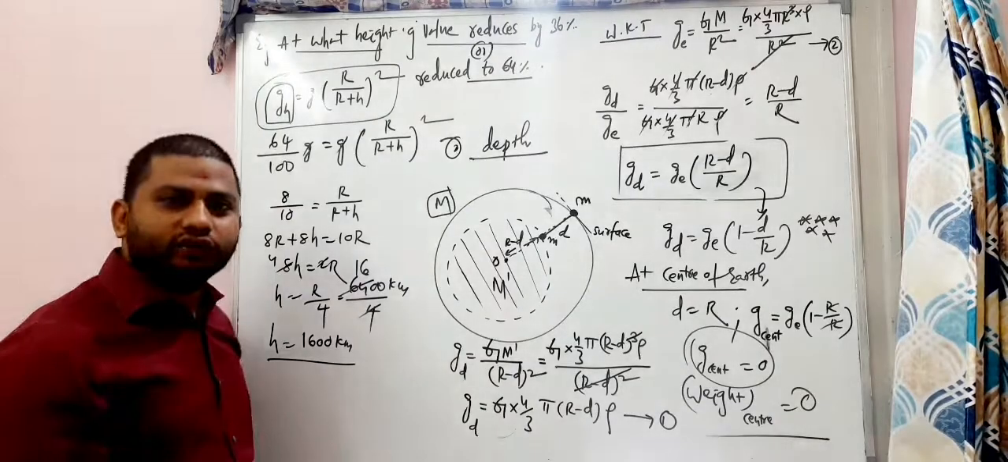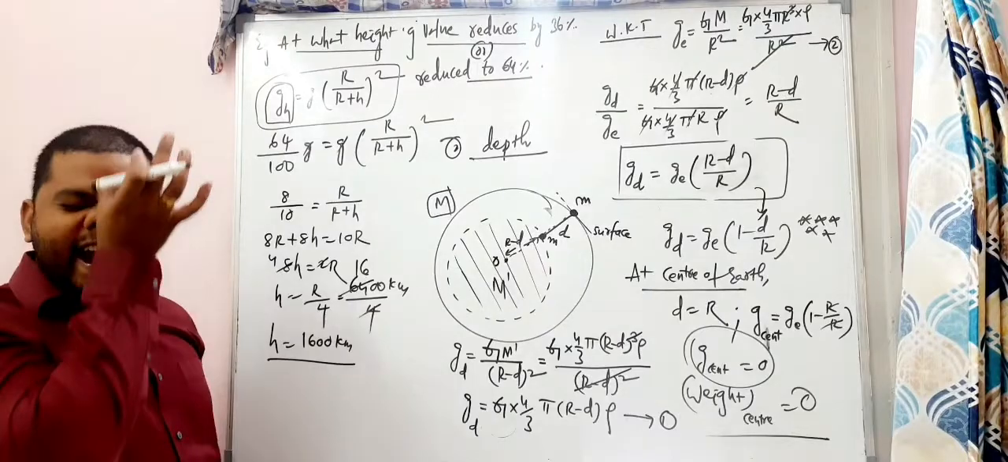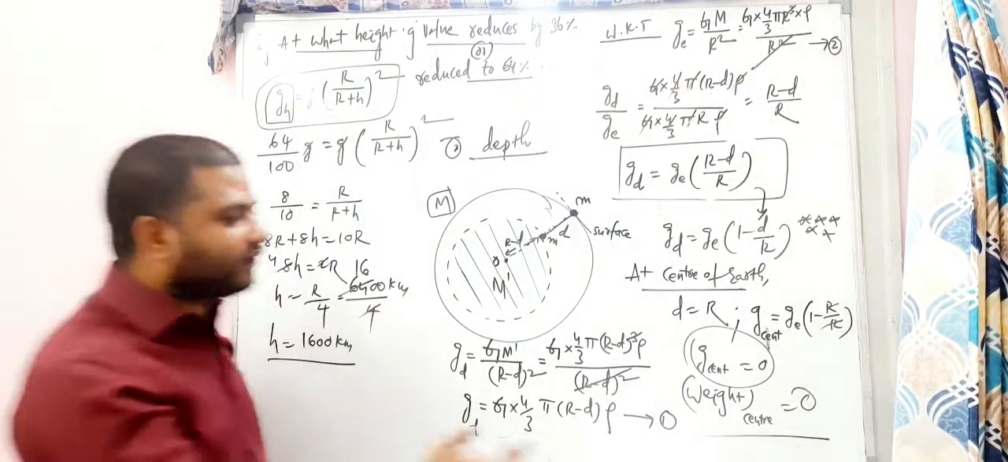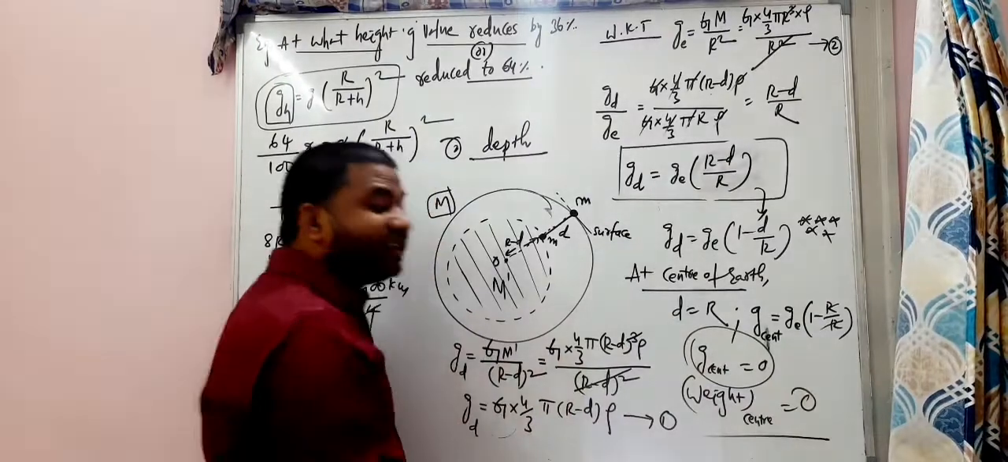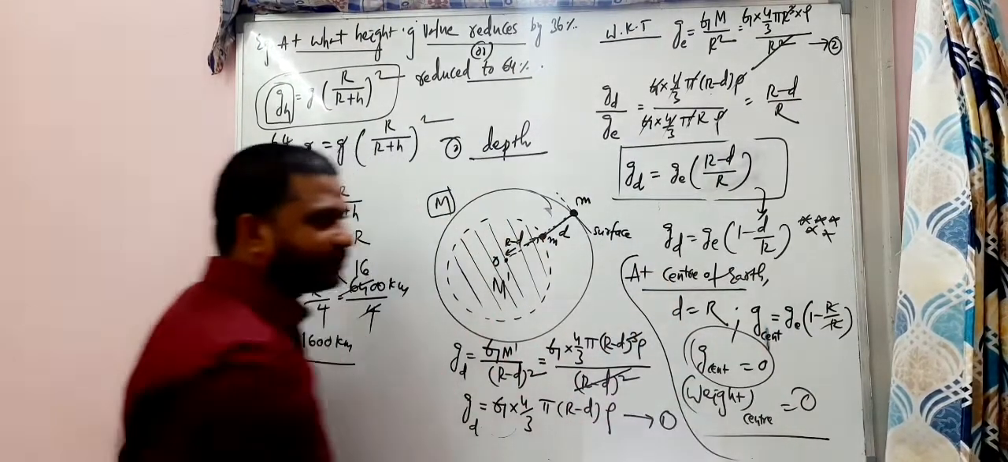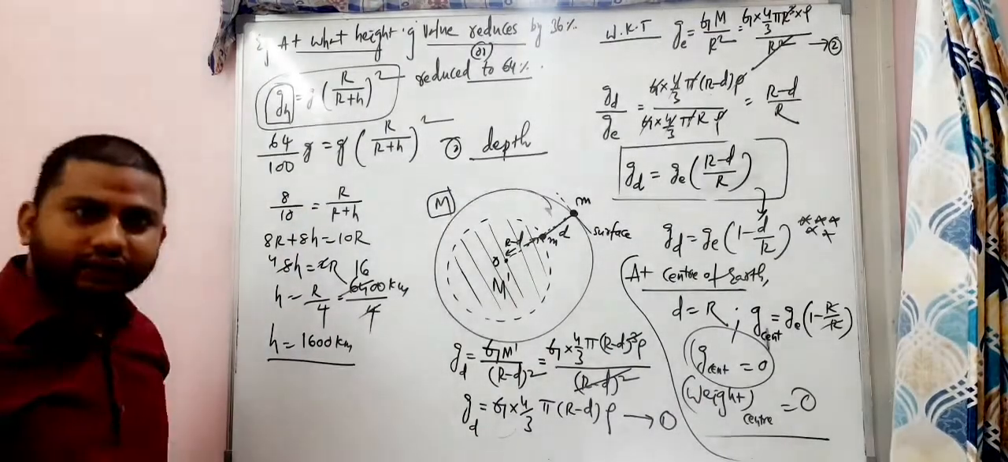Not only this weight of the body at the center, not only the earth case, in any planet you take it, at the center of that planet, the body will feel weightlessness because weight becomes 0 here. Because weight is equal to mg, right? So this is the important thing, my dear students. Very important thing. Right? Clear?